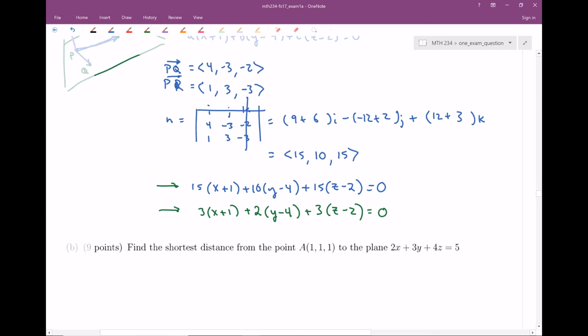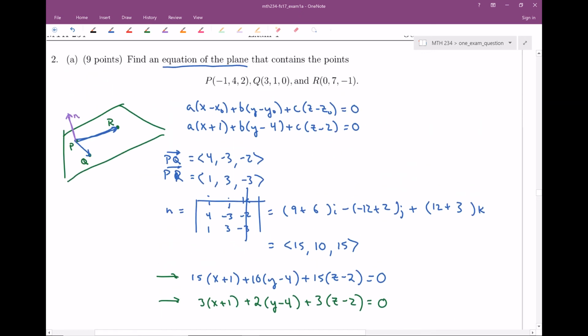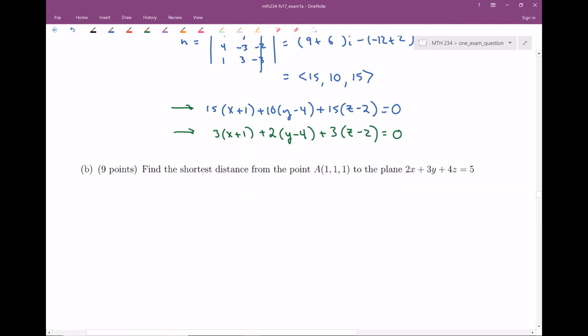How about part B? So we can find an equation of a plane consisting of 3 points. Part B: find the shortest distance from the point (1, 1, 1) to the plane 2x plus 3y plus 4z equals 5. So in this problem, we have to remember the distance formula between a point and a plane. If you do remember it, that's great.